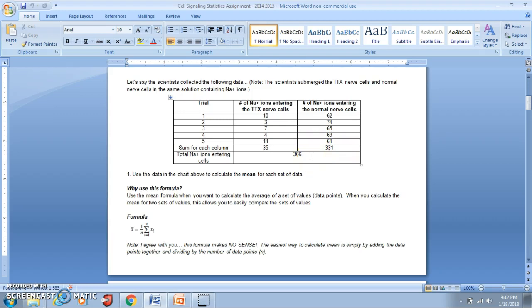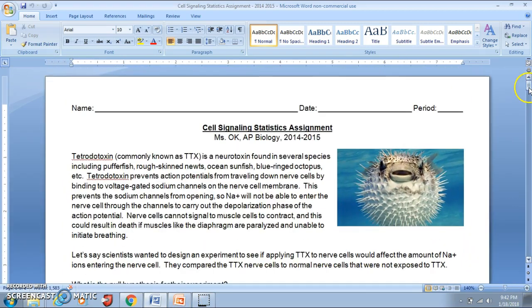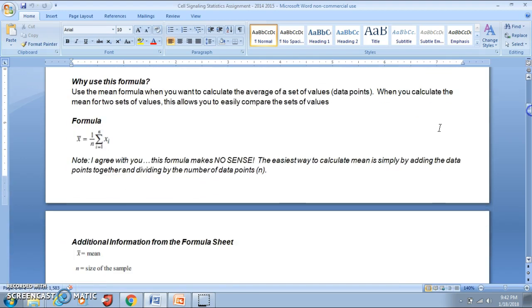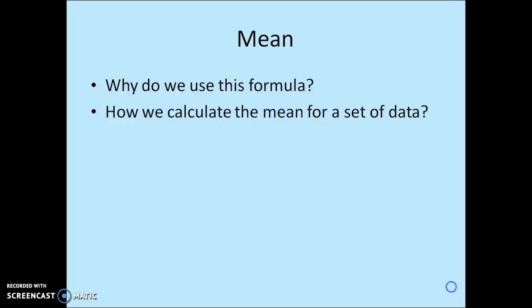Okay. We're going to do some statistical calculations to compare the two data sets, the TTX versus the normal nerve cells, starting with mean. Now, the mean formula that's given on the AP Bio formula sheet is also given here at the bottom of the page, and the formula is extremely confusing, but hopefully at this point you know how to calculate mean. We calculate the mean by adding our values together and dividing by the number of values. That gives us an average.